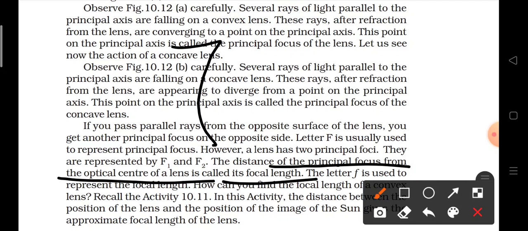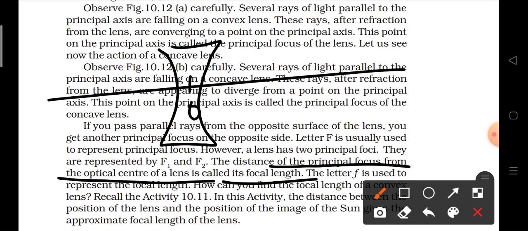It means this is your lens, this is your optical center, and this is your focus. So this distance is known as your focal length. That is the distance from the optical center to the principal focus. It is represented by small f. Okay. Thank you.